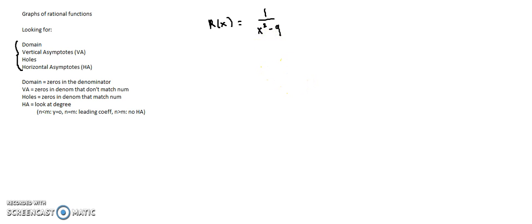Okay, we know we're going to want 0, so let's just go ahead and factor this from the beginning. The top is not going to factor. The bottom is a difference of two squares, so that's going to factor as x plus 3 and x minus 3. Okay, so let's look for our four things. We're going to look for domain, vertical asymptotes, holes, and horizontal asymptote.